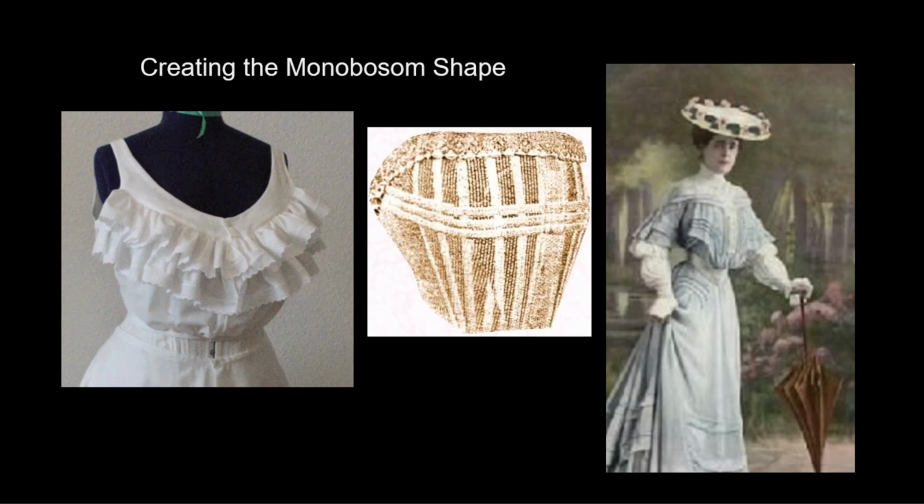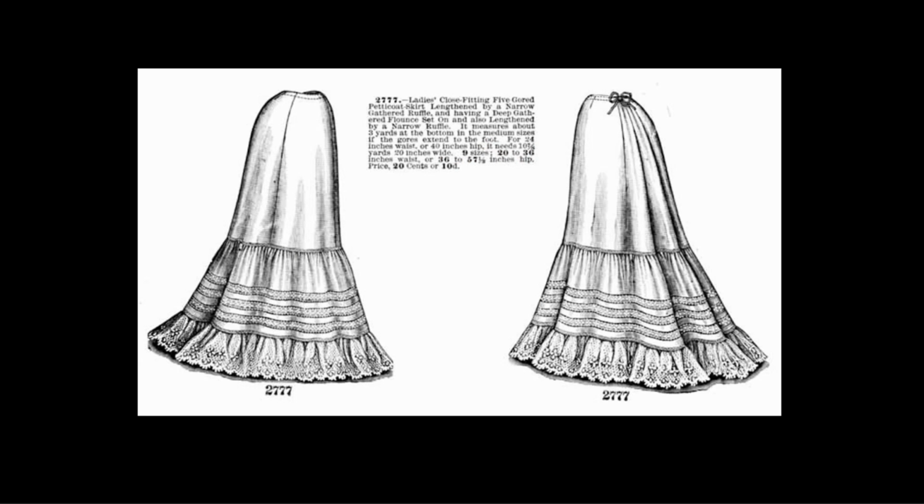For many women, the corset alone could not create this large monobosom shape. Ruffles could be sewn onto the corset cover to fill and soften the front. Harder cages were available, and many dress styles also included ruffles on the front to create the illusion of fullness, as seen on the right. The petticoat also changes shape to support the widening at the bottom.